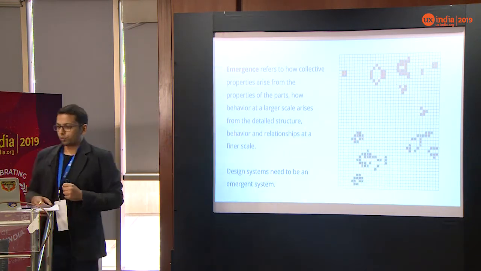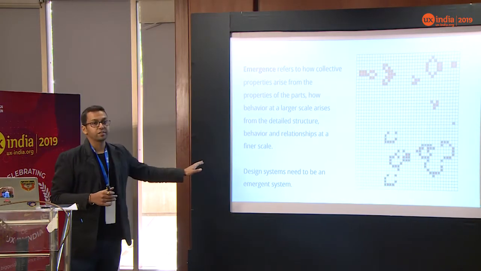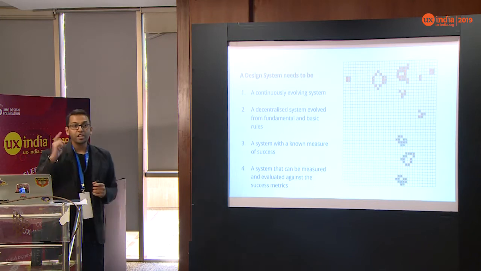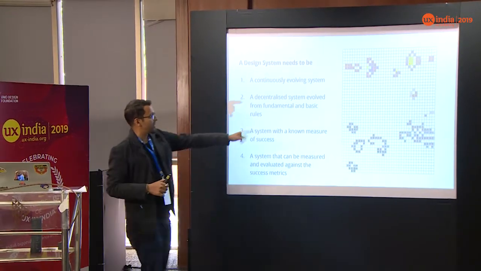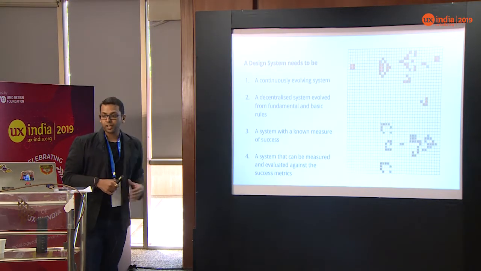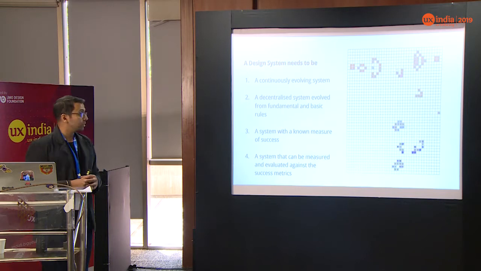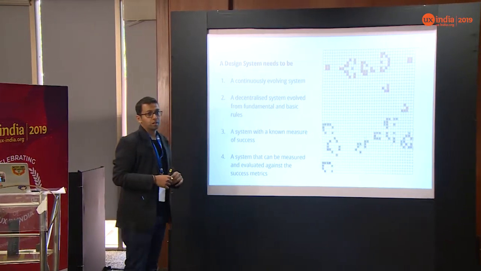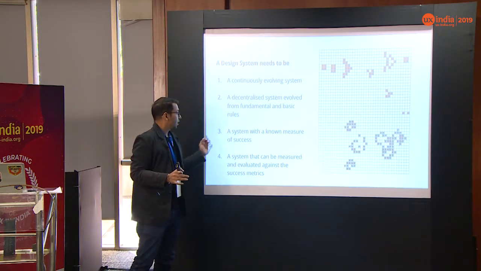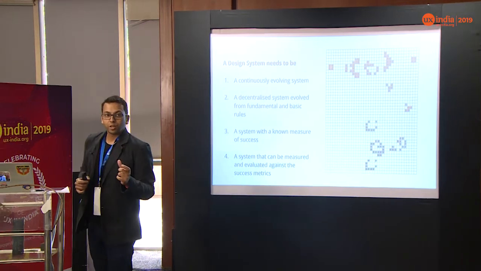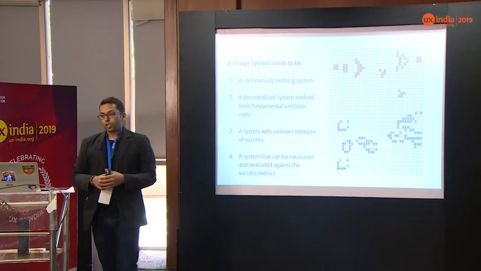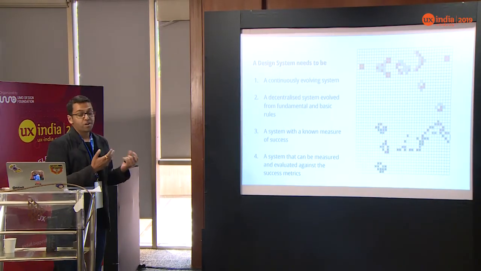Now, fundamentally what I'm trying to put forward here is that design systems need to be an emergent system. So what are the fundamentals of an emergent system? It needs to be a continuously evolving system, right? It has to continuously evolve, because if you look at it, these are generations. So in the Game of Life, there are generations that run, and as a result, a system or an organism evolves, right? A decentralized system evolves from the fundamental and basic rules, okay? There are certain basic rules which have no correlation to the larger system that evolves out of them. But the system evolves out of those basic rules. A system with a known measure of success. Of course, there has to be measurement, because unless you measure it, it cannot feed back into the system. And a system that can be measured and evaluated against the success metrics, right? So these are the fundamental requirements of an emergent design system.